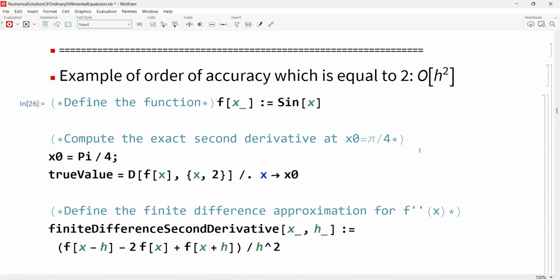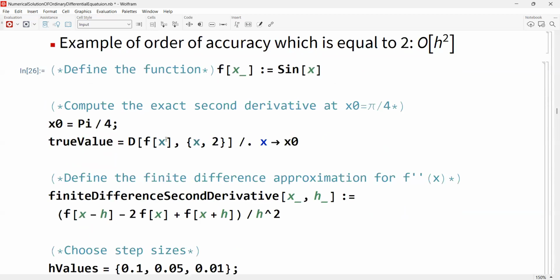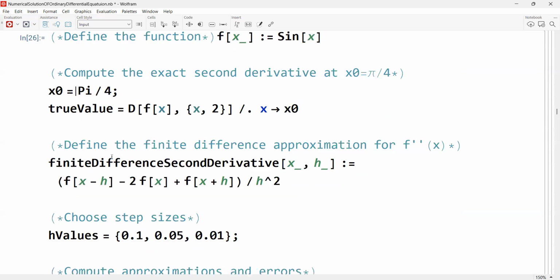Example here: our given function is equal to sine x. So our x sub 0 is equal to pi over 4. So we have the true value here, the second derivative of f of x with respect to x, where x is equal to pi over 4. So we have the finite difference second derivative here.